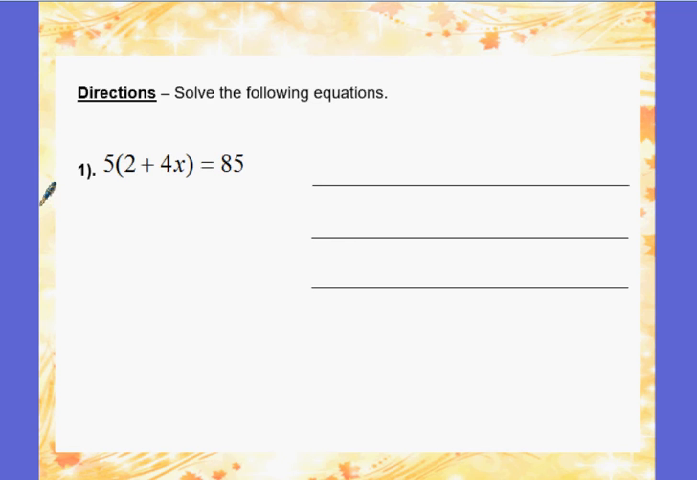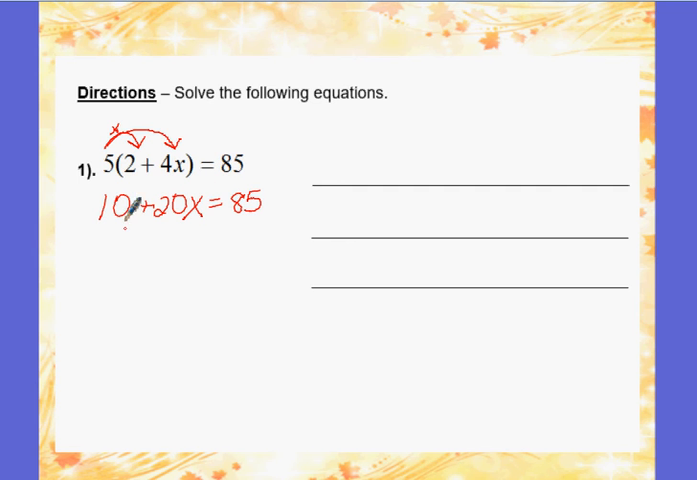This equation is different from the equations we've seen in the previous lessons because there are these grouping symbols, these parentheses here. Just like when we were simplifying expressions in the previous unit, in order to get rid of those grouping symbols, we can usually use the distributive property. In this problem, we can distribute 5 to both 2 and 4x. Remember, when we're distributing, we use multiplication. So 5 times 2 becomes 10. 5 times 4x is 20x, which is still equal to 85.